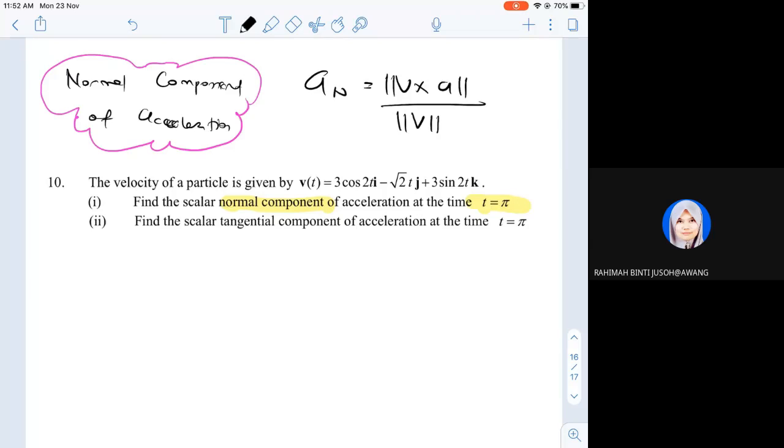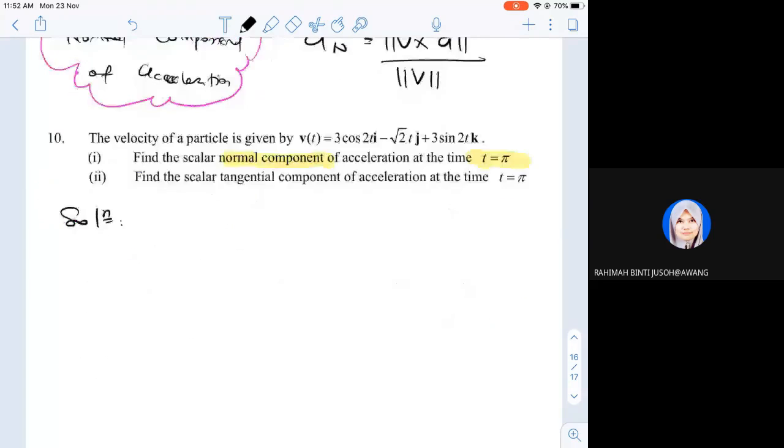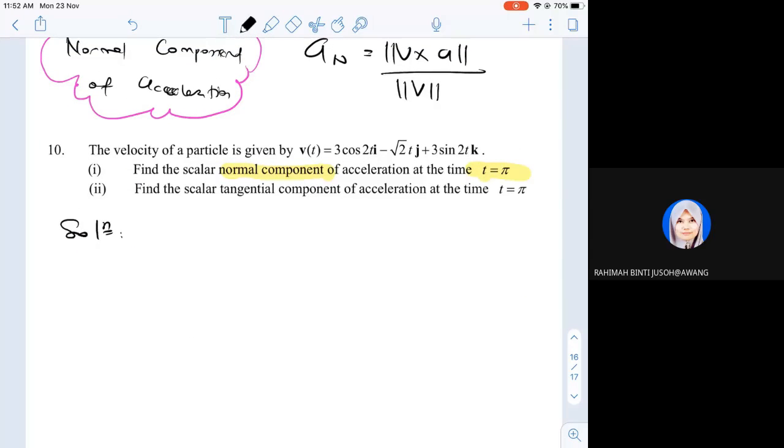So first of all, you need to find your velocity, right? Solution, because you need to find v dot a. You are given V, so you just need to find A. So to find A, we have to differentiate V. Differentiating 3 cos t becomes negative 3 sin t.